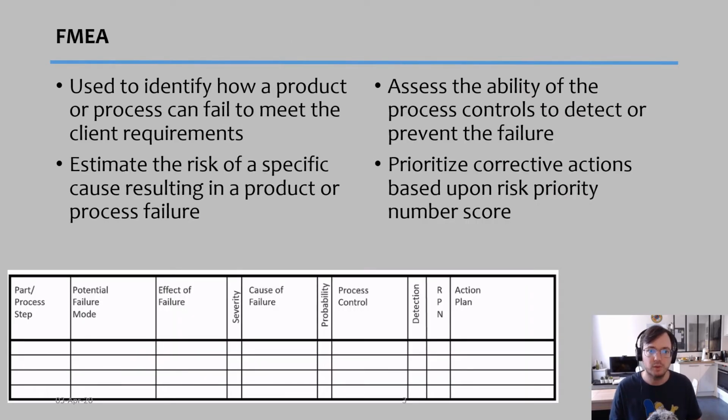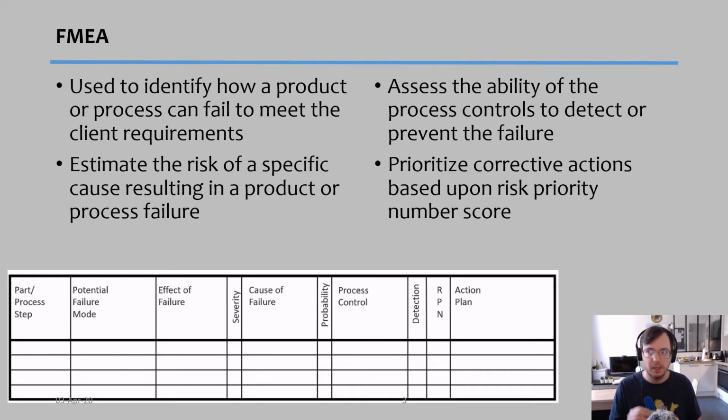Here what we try to do is identify how a product or a process can fail, for example. We call this technique that you see now on the slide the FMEA. This is a table that is normally used for product development, and for other projects it can also be adapted. But the aim is to try to estimate the risk of a specific cause resulting in a product or process failure.